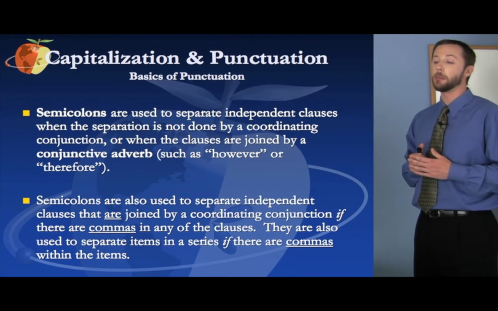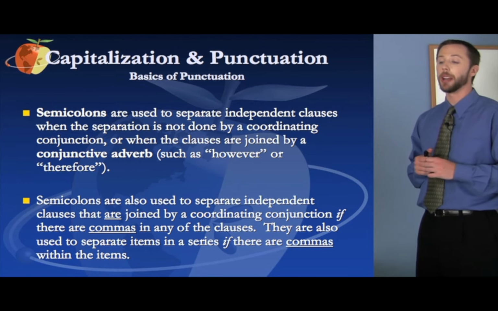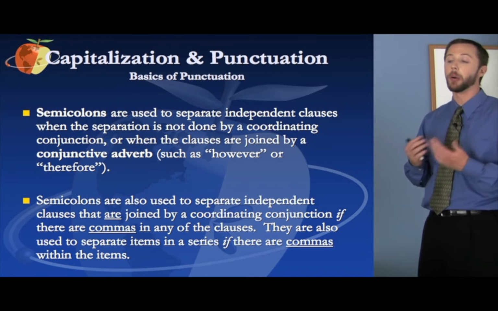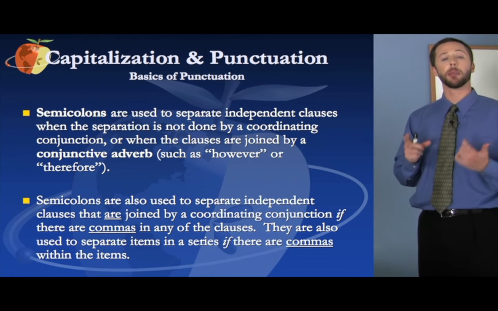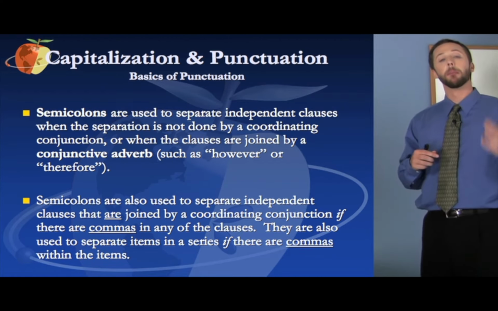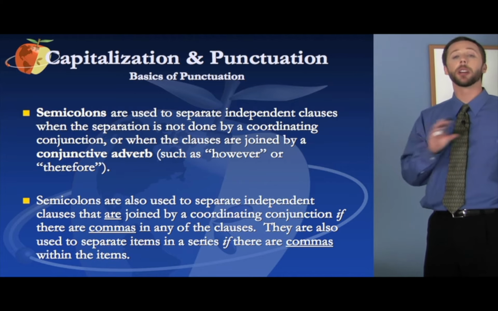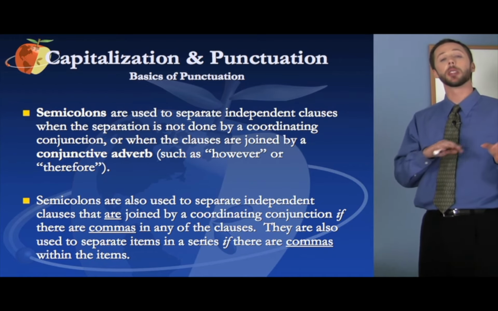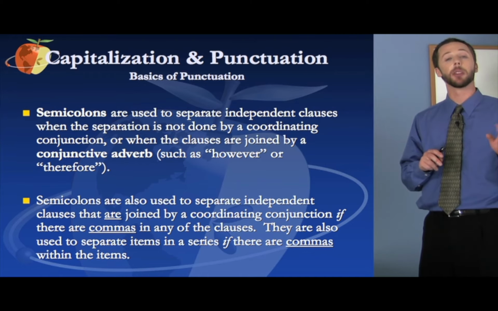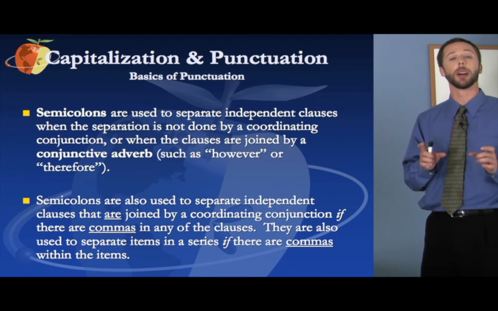Semicolons are used to separate independent clauses when the separation is not done by a coordinating conjunction, or when the clauses are joined by a conjunctive adverb, which is, for example, however or therefore. So if we have two independent clauses, like "I went to the store," and then we have the clause "it was closed." We could join those by saying, "I went to the store and it was closed," and we use the conjunction and. But we could also just get rid of the conjunction and put a semicolon: "I went to the store; it was closed." In that case, we've joined those two independent clauses correctly with a semicolon.